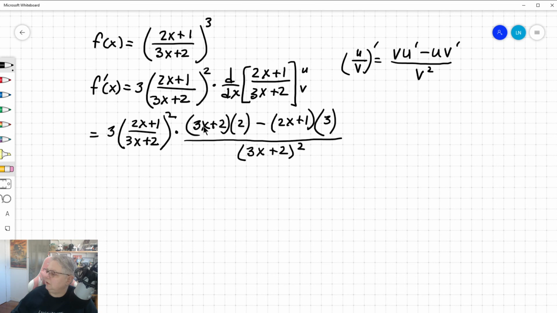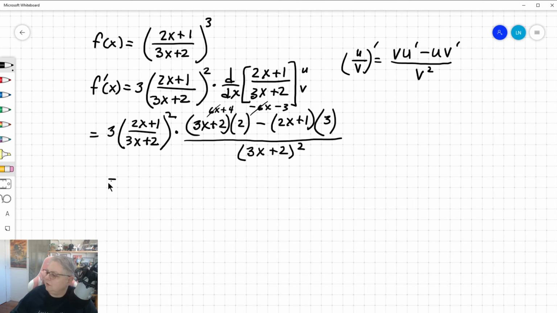All right, so I need to do a little bit of simplifying on the top here. So I'm just going to scribble that in up here. I'm going to multiply this out. So this is 6x plus 4. And then here I have to do a 3 and a minus sign, so that's minus 3 times that. So that's minus 6x minus 3. And that's handy, right? Because now I have a plus 6x and a minus 6x.